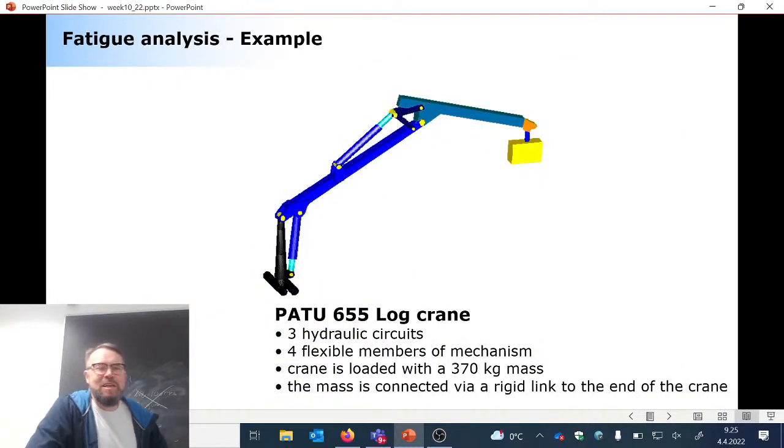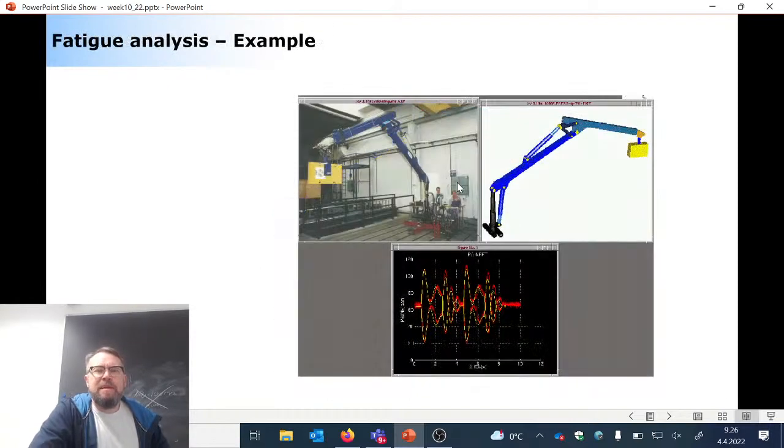Not yet. Then there's an example here. This example I like a lot because this is a crane that is still in use in our laboratory. It consists of 3 hydraulic circuits: a lift cylinder, a swing cylinder, and a turning apparatus, which is also hydraulically based. There are 4 flexible bodies and the mass is 370 kilos, and this mass is constant all the time. And here are measurements conducted using this crane, and this is a simulation model.